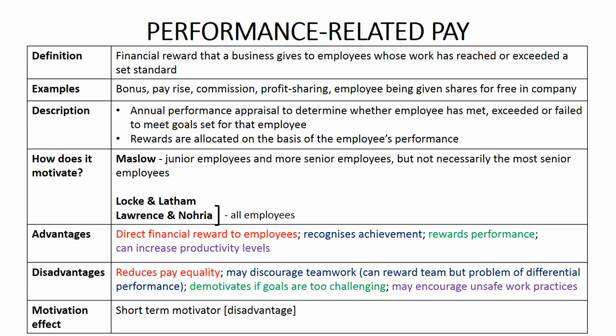The first motivation strategy that we're going to look at is performance-related pay. This slide sets out a definition of performance-related pay, examples of it, and a description of how performance-related pay is determined. Most importantly, it also describes, first, how performance-related pay motivates employees, second, the advantages and disadvantages of performance-related pay, and third, the extent to which performance-related pay has a short or long-term effect on employee motivation. These are the key knowledge points referred to in our first two learning intentions.